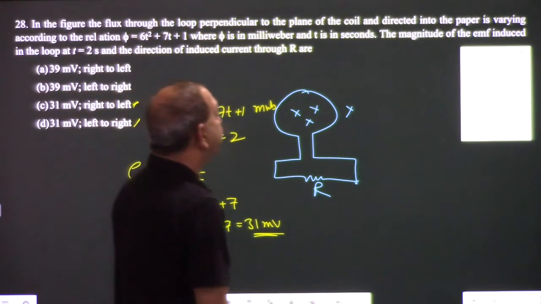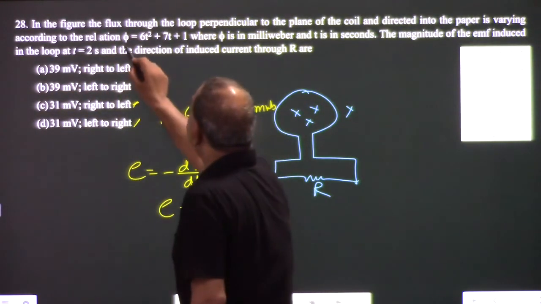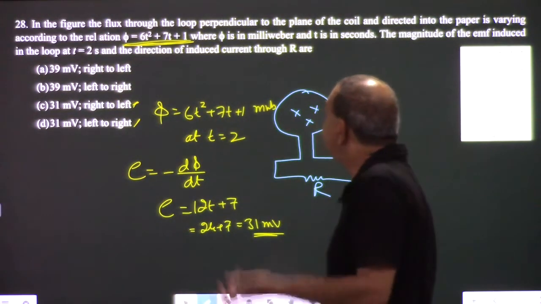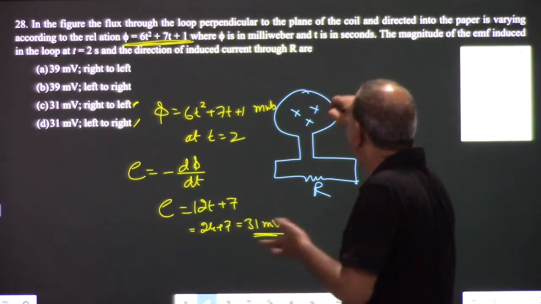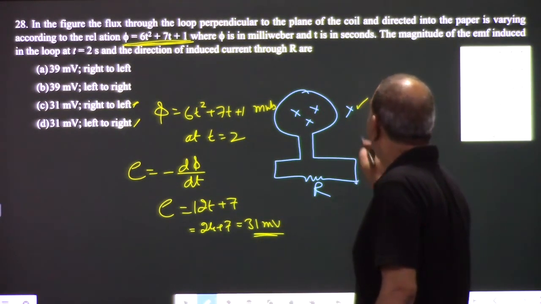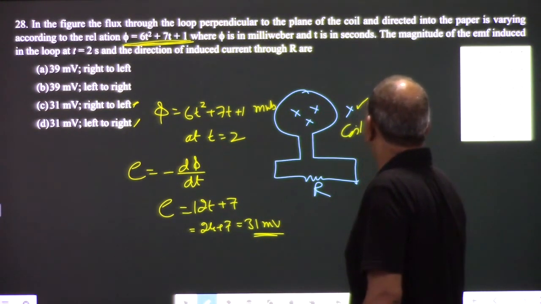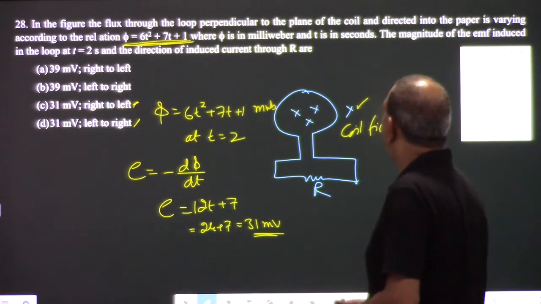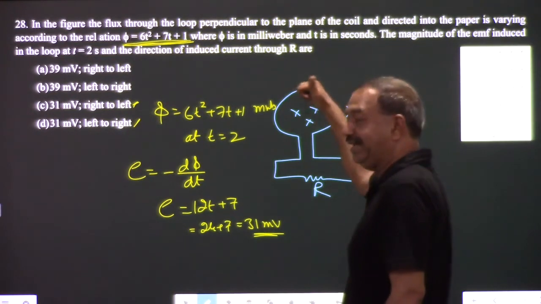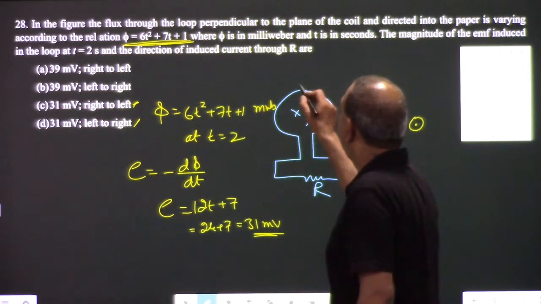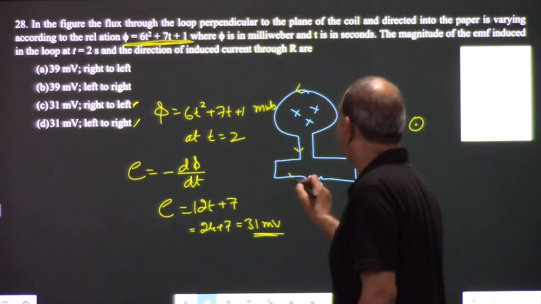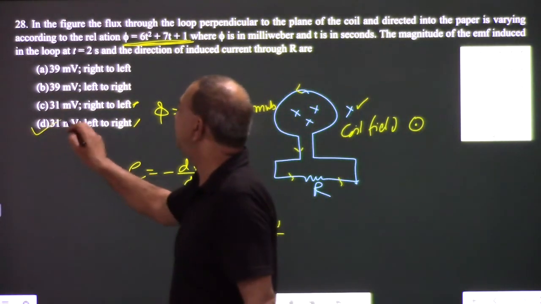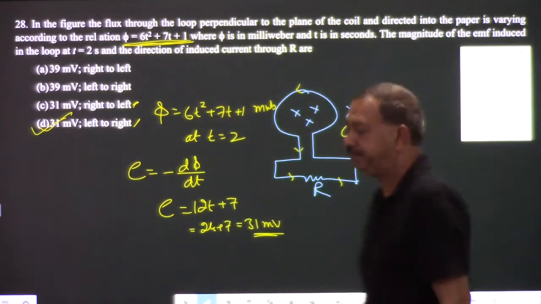Now, left or right? This flux is increasing with time, and the magnetic field applied is inward. So the coil field should be outward. And when will the field be outward? When anti-clockwise current flows. So the current is anti-clockwise, coming here like this, and here like this. So the current is going left to right.